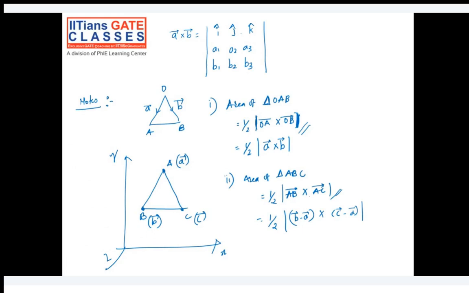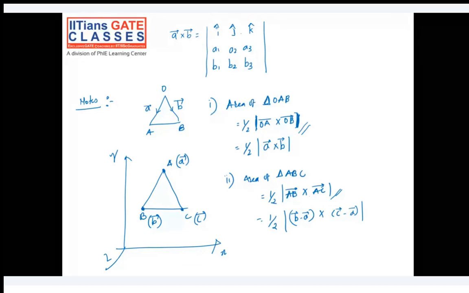So this will be the position vector of C, position vector of B, position vector of A. Okay, for like this. So A bar, B bar, and C bar are nothing but the position vectors of points A, B, C. If it is the case, then the area of the triangle is again AB bar cross AC bar.